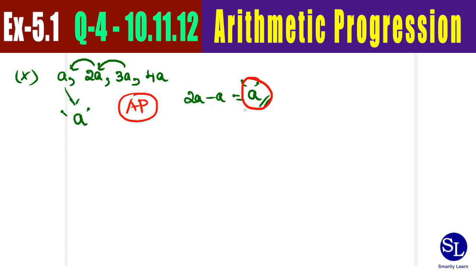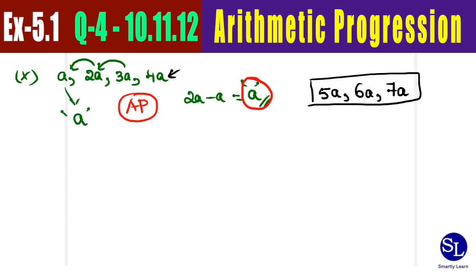So now let us generate the next three terms of the AP. How do we do that? We add a to the last term. So it gives you 5a, add a to get 6a, add a to get 7a. So the next three terms of the AP are 5a, 6a and 7a.